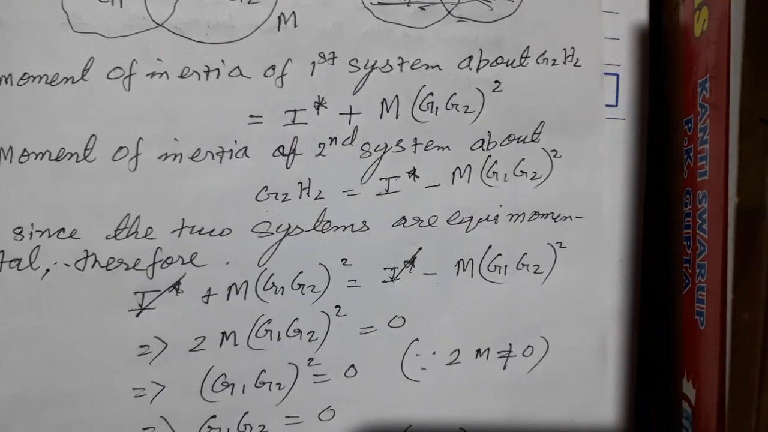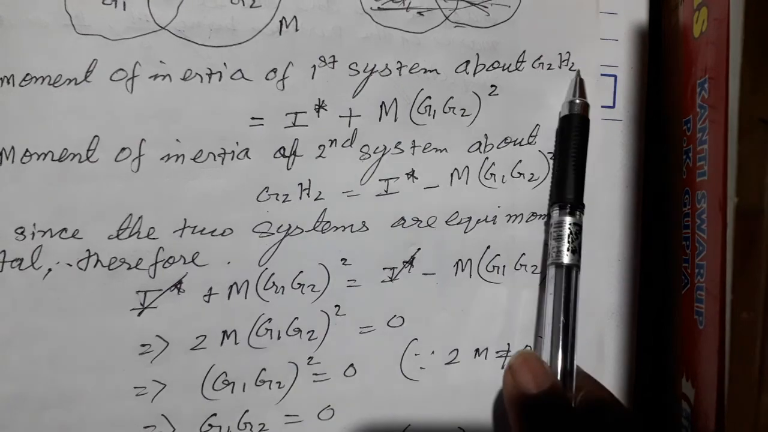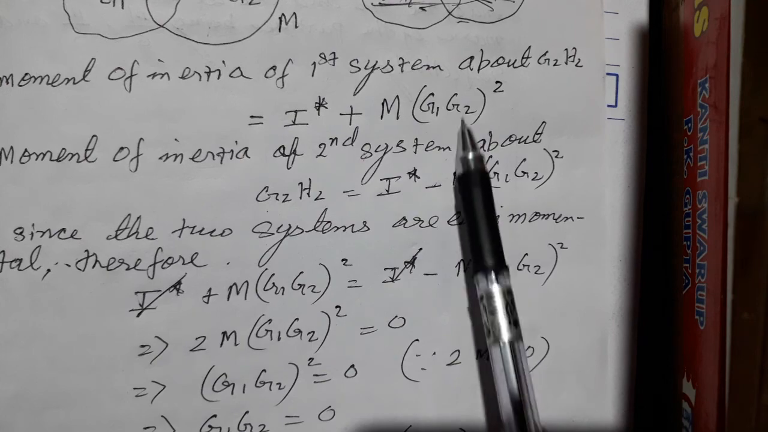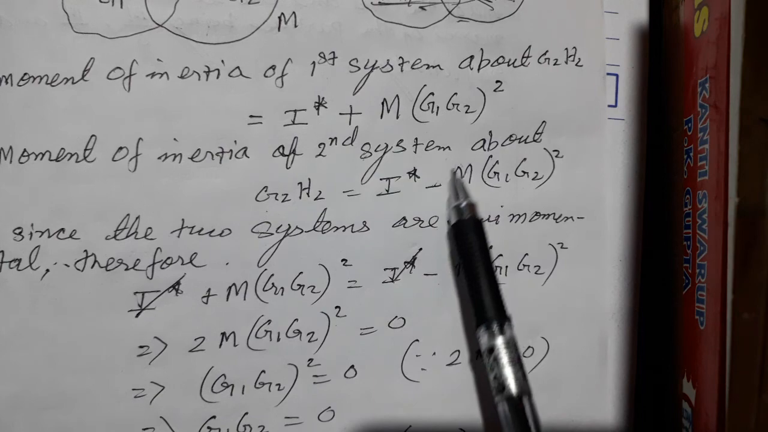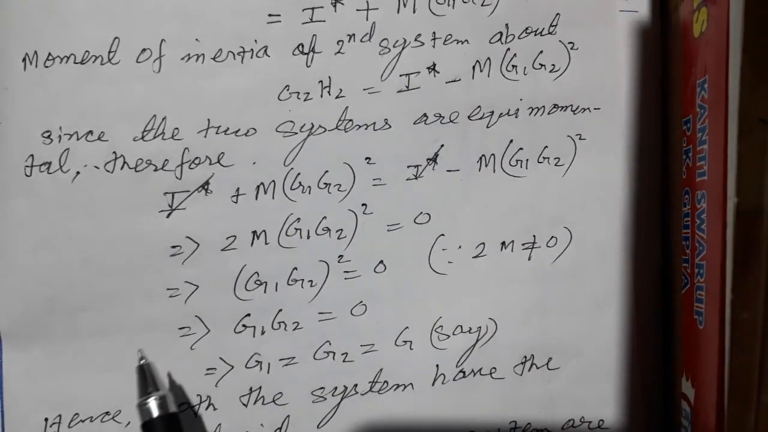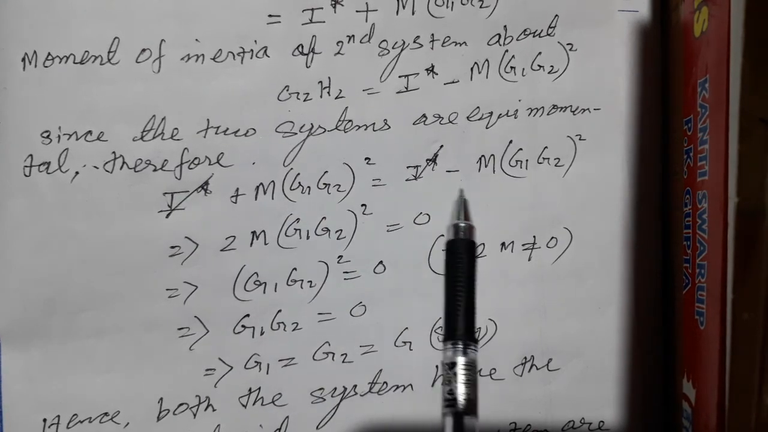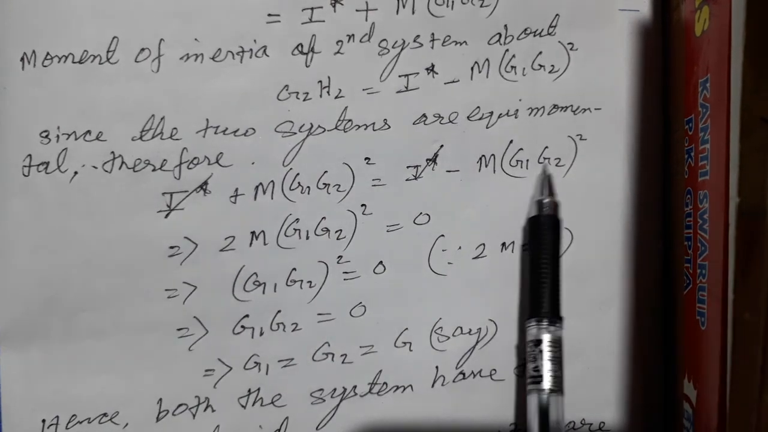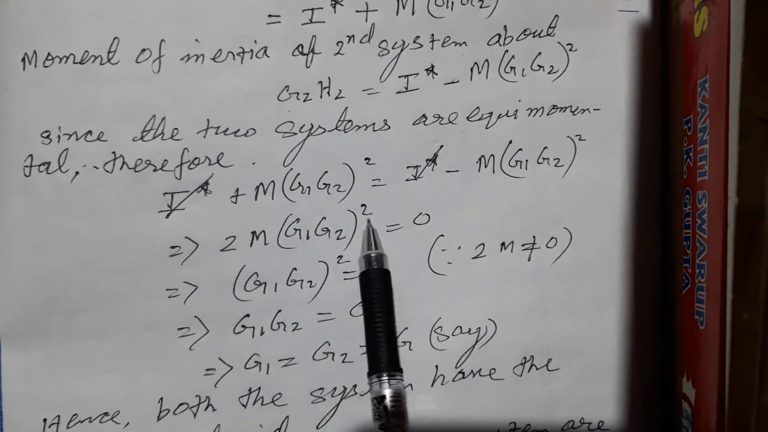Now these two systems are equimomental, so the moment of inertia about any line in space should be equal. For both the systems we are finding it about G2 H2, so these two moments of inertia should be equal. If we take them equal, we get I star plus M G1 G2 whole squared equal to I star minus M G1 G2 whole squared. So I star and I star get cancelled. Bringing this to one side, we get 2M G1 G2 whole squared equal to 0.